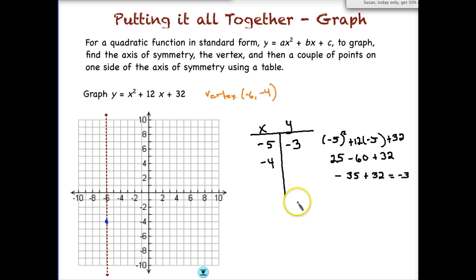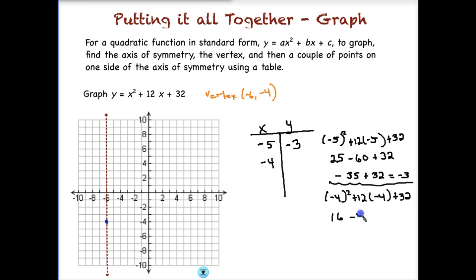Okay, let's go ahead and try the -4. So there's our first point. So now we have -4 squared plus 12 times -4 plus 32. So I get 16 minus 48 plus 32, which then gives me -32 plus 32, which equals conveniently 0. And that's a nice number.